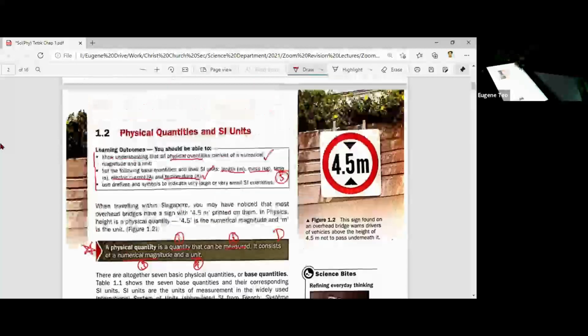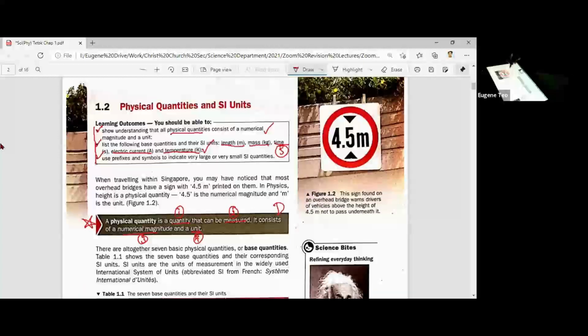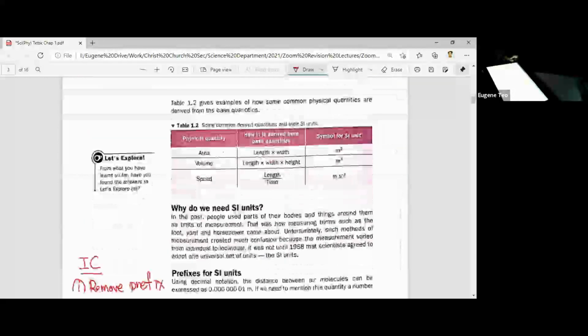Okay, so we have actually completed the first 3 learning objectives found in section 1.2. So this is for this part over here. Now we're going to go on to the next part.